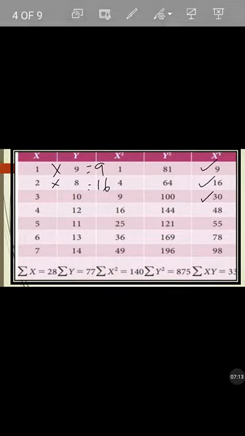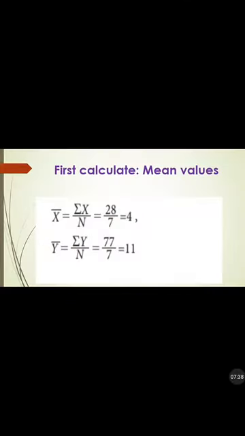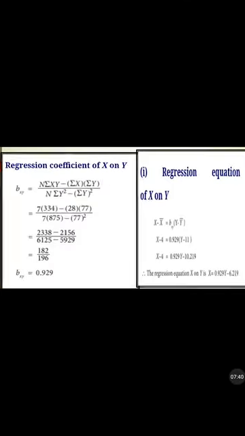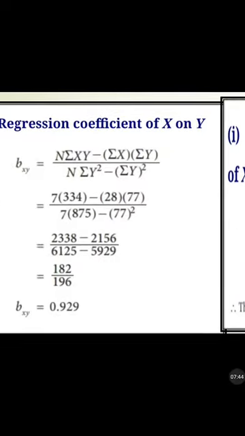Okay, next 4 into 12. What is the answer? 48. Similarly 5 into 11 is 55. Next 6 into 13 is 78. 7 into 14 is 98. So what is the final total given here? Summation x square is 140. Then summation y square is 875. Similarly, the value for summation xy is 334. That is what we have written here.